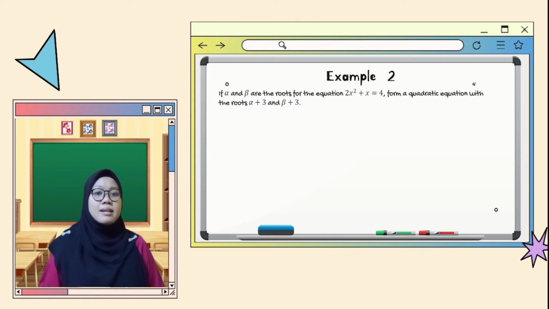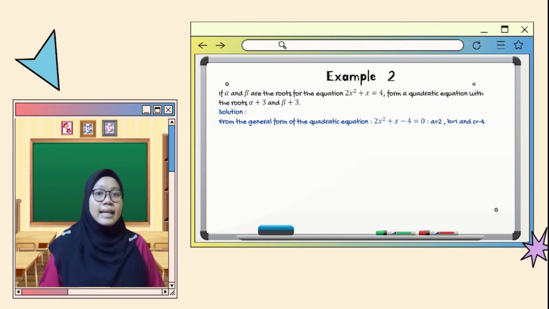This is another example. Now, for this question, they asked to form a quadratic equation with the roots alpha plus 3 and beta plus 3. To solve this type of question, first get the values for a, b, and c by comparing the given equation with the general form. Then substitute the values a, b, and c into the formula.